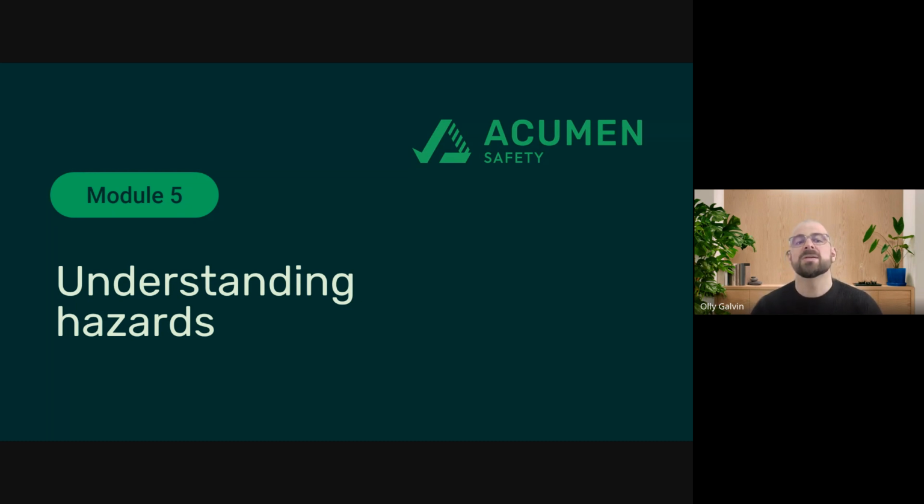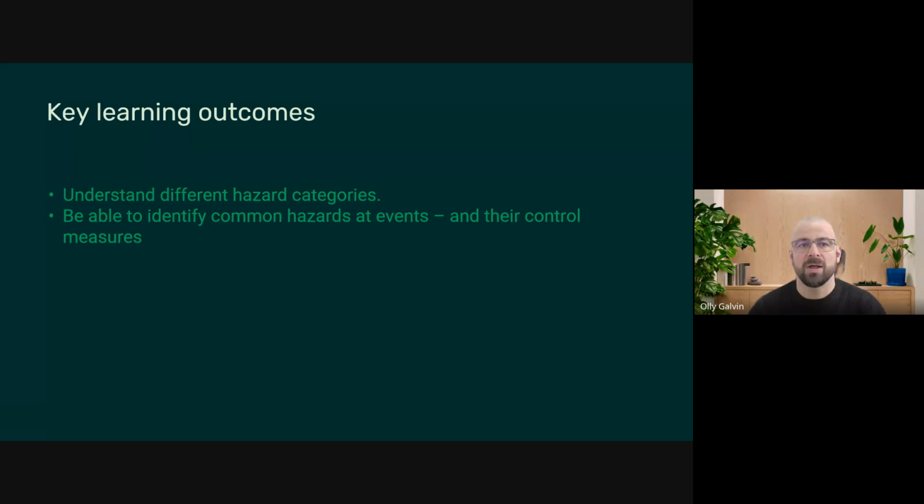Module 5 is all about understanding hazards. By the end of this module, you'll be able to understand the different hazard categories, and you'll be able to identify common hazards at events. So there's a whole list of those. We've got a really good group activity to identify different commonly encountered hazards at events and have a look at the control measures. And you'll also be able to understand how to identify and apply the correct control measures to reduce those hazards to a level that is as low as reasonably practicable.